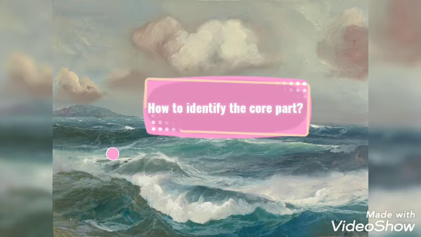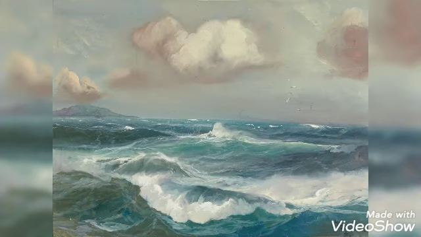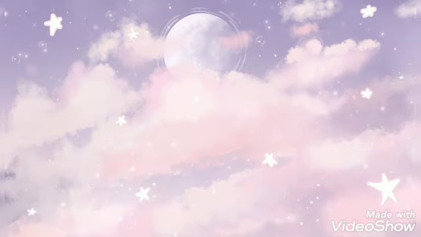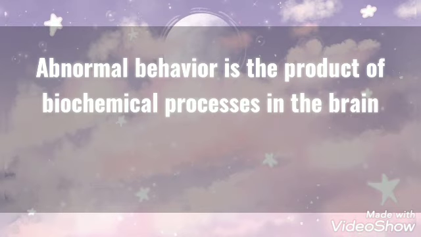How to identify core parts in complicated sentences. Many sentences are short, direct, and straightforward, and as such are easy to comprehend. Others, however, are complicated by the addition of numerous phrases and expressions or complex relationships. Identifying core parts becomes more difficult as sentences become longer and more complicated, as additional information is added. For example, a simple sentence: Abnormal behavior is the product of biochemical processes in the brain.